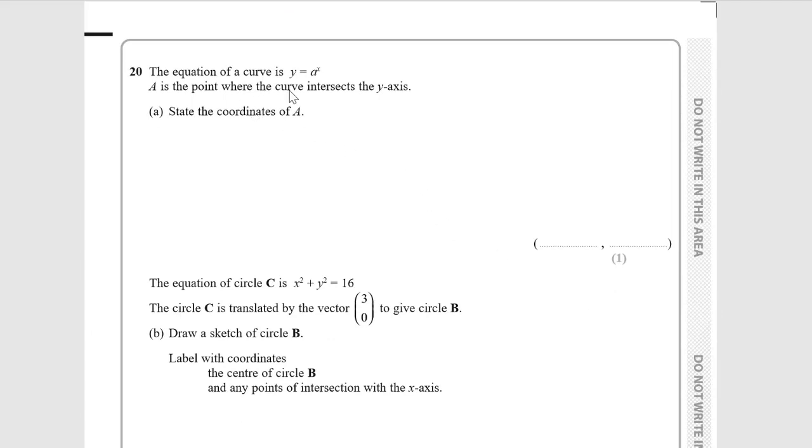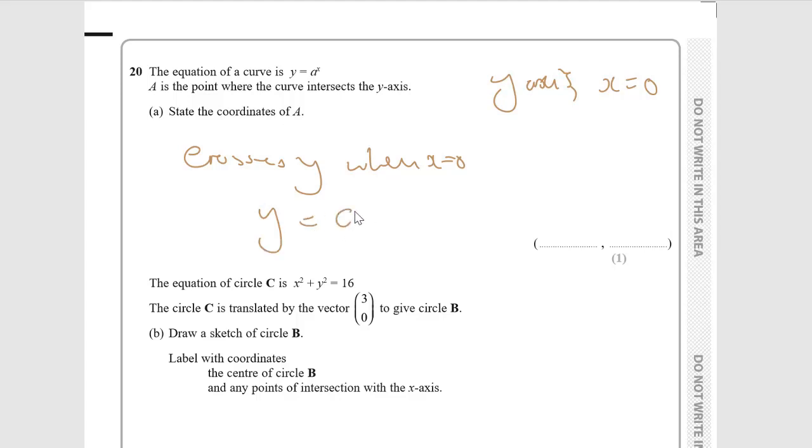Question 20. The equation of a curve is y equals a to the power of x. A is a point where the curve intersects the y-axis. State the coordinates. So it crosses y when x equals 0. So y equals a to the power of 0. Therefore y equals 1, because anything to the power of 0 equals 1. So we have 0, 1.